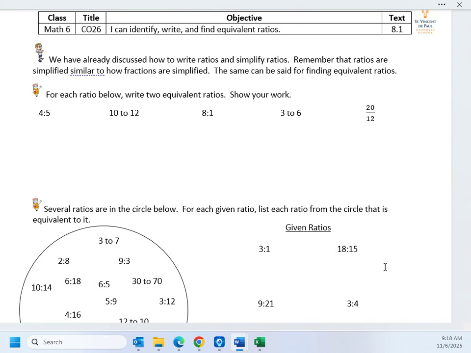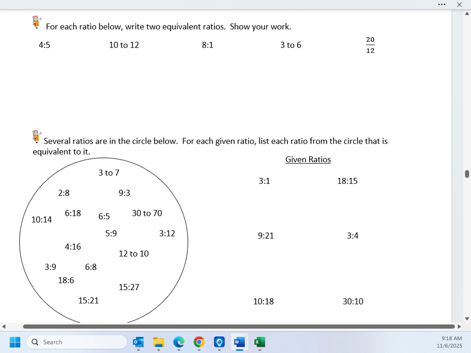So, like it says here, we've already discussed how to write ratios and simplify ratios. Remember that ratios are simplified similar to how fractions are simplified. The same can be said for equivalent ratios. For each ratio below, we're going to write two equivalent ratios. Show your work. Showing your work tells me what you're multiplying or dividing all the numbers by. Remember, whatever you do to one number, you do to the other numbers.